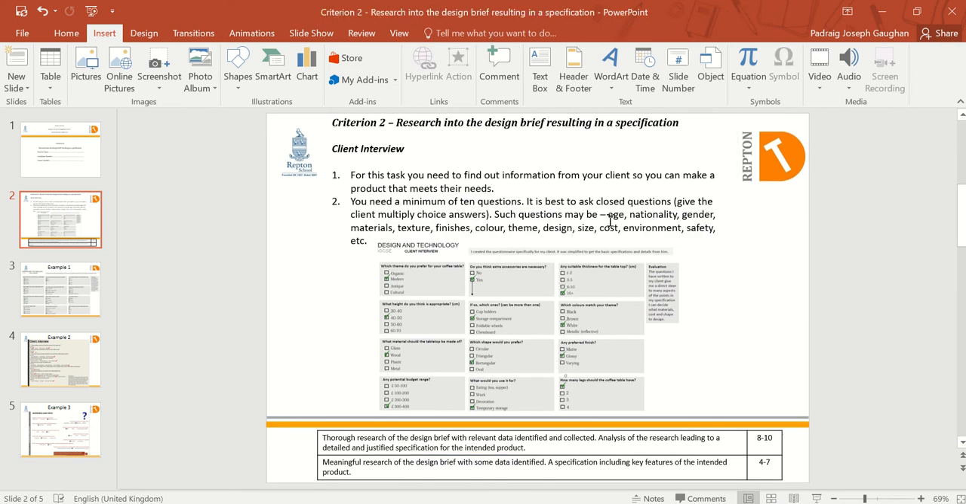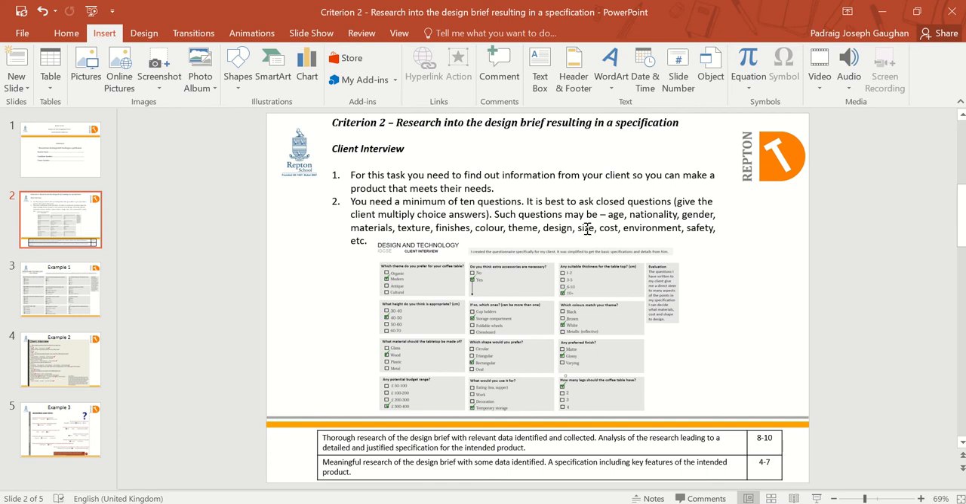I would perhaps start off by asking nationality. You will know their gender and roughly their age from the first page. We've yet to do that, but we'll start that next week. So if you're making a lamp, you could ask what style they like, what materials, textures, finish, colors, themes, and what size they would like it.